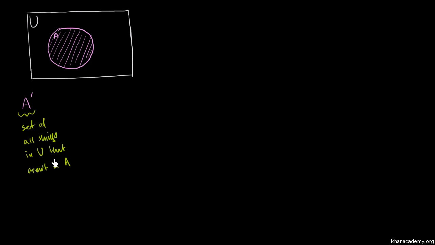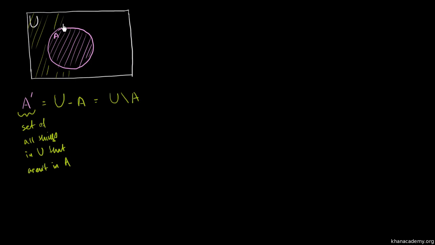The set of all things in the universe that aren't in A, we could also write as the universal set minus A. Once again, this is a capital U. This is not the union symbol right over here. Or we could literally write this as U, and then that little slash looking thing, U slash A. So how do we represent that in the Venn diagram? Well, it would be all the stuff in U that is not in A.